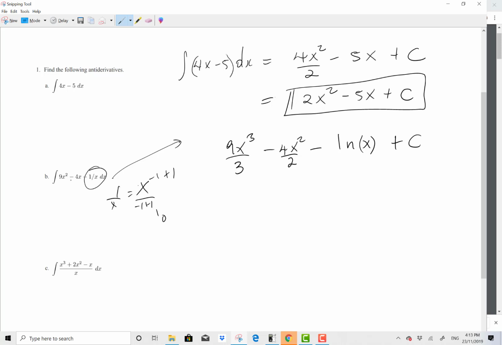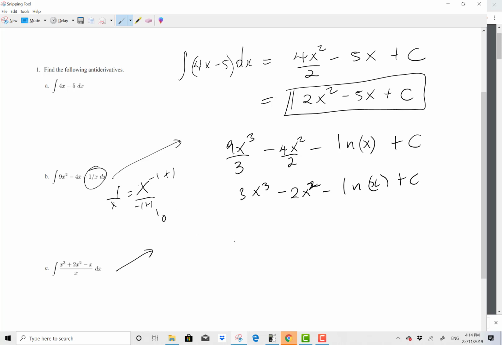So notice we add 1 to the exponent. After we add 1 to the exponent, we divide by 3. So with that, we're going to get 3x cubed minus 2x squared minus ln x plus c. And that is my integral for the second piece. Let's do the last piece now, part C.